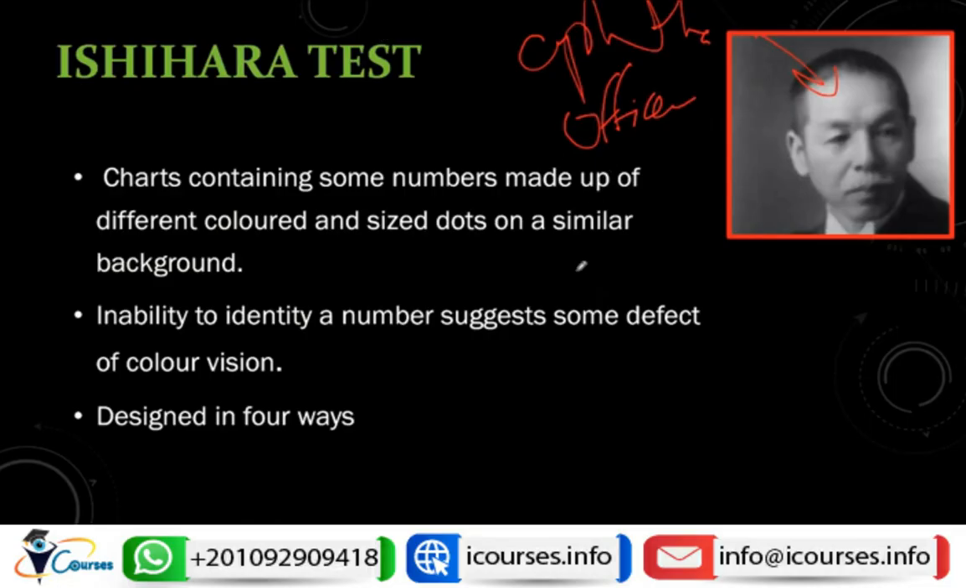This test is made of different cards. These cards have numbers formed by different sized dots and different colors against a background. The patient is asked to identify the number, and if there is any color defect, it can be detected by the patient's failure to perceive the number.